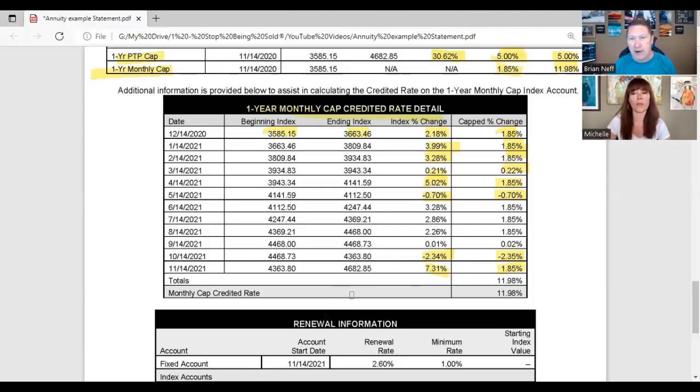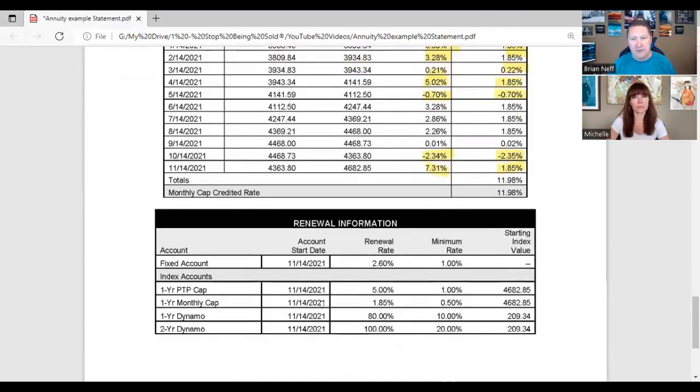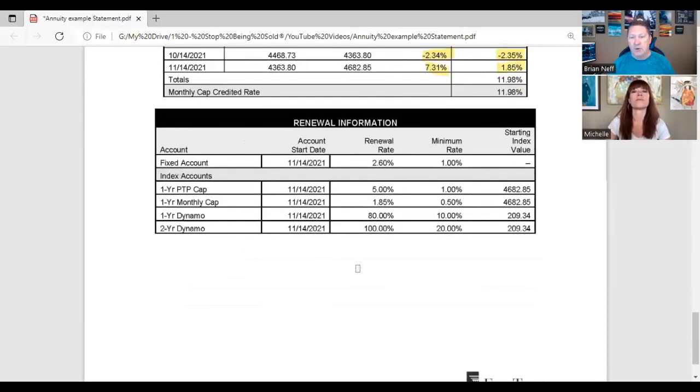Right. So like right now, here's me right now. Clients coming in, okay, let's say the market's down 25% right now. What do we do? I would look at fixed, because the fixed interest rates are up much higher now. And I would also look at going into a different index. Now look at this here. You'll always see the renewal information.